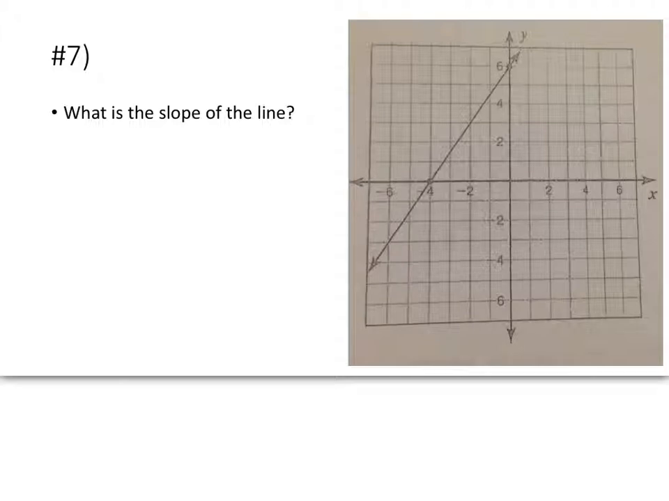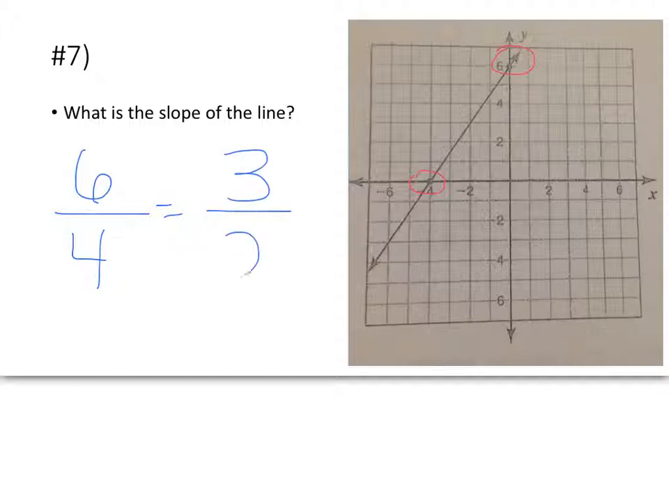Okay, what is the slope of a line? So your best bet is to take this point and take this point and rise and run and see what it is. So you would do 1, 2, 3, 4, 5, 6. So 6 over 1, 2, 3, 4 over 4. If you reduce that, you get 3 over 2. So your slope of your line is 3/2.